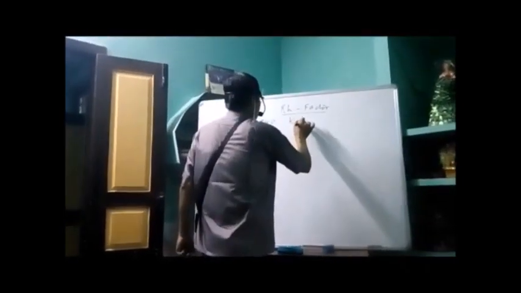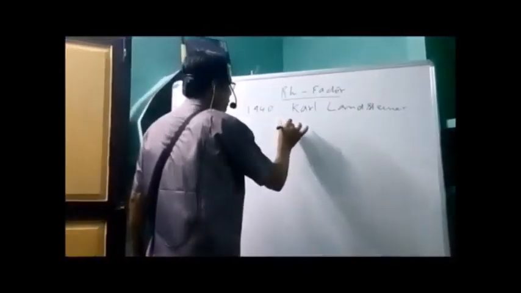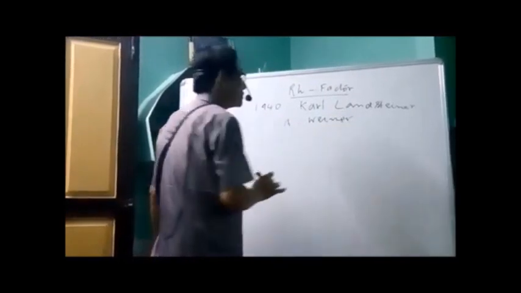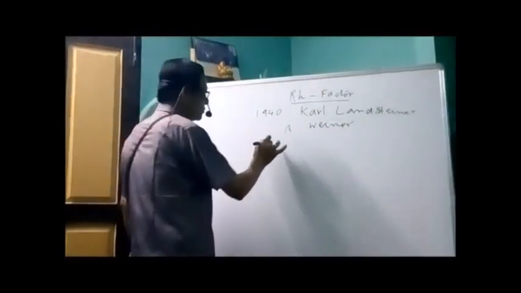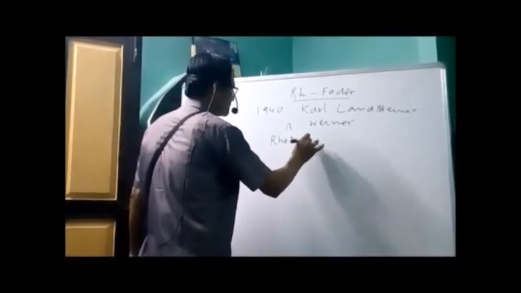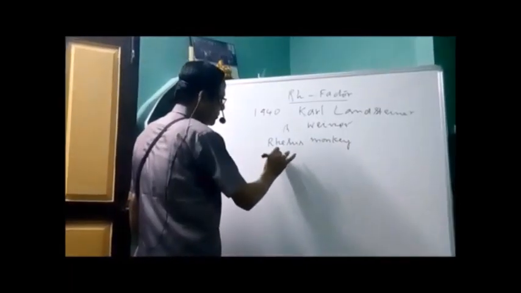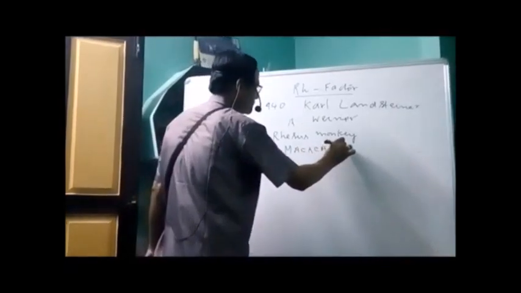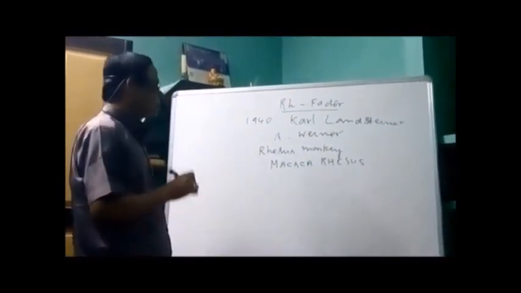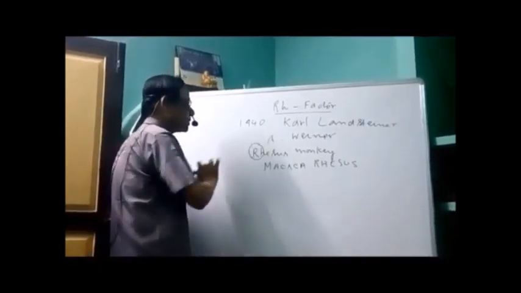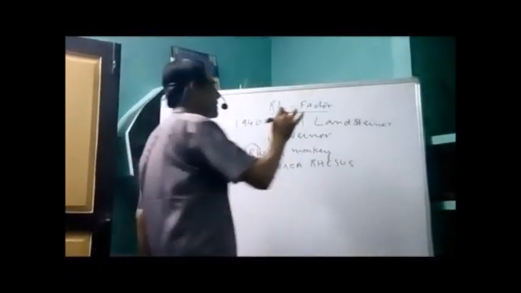Now in 1940, two people, Karl Landsteiner and Alexander Wiener, observed a special type of antigen formed on the surface of the RBCs of an Asian monkey, the rhesus monkey. The name of the monkey is Macaca rhesus. The antigen that was reported from the monkey was given the name RH factor, by taking the first two letters of the monkey's species name, rhesus. This RH factor is also called the D antigen.